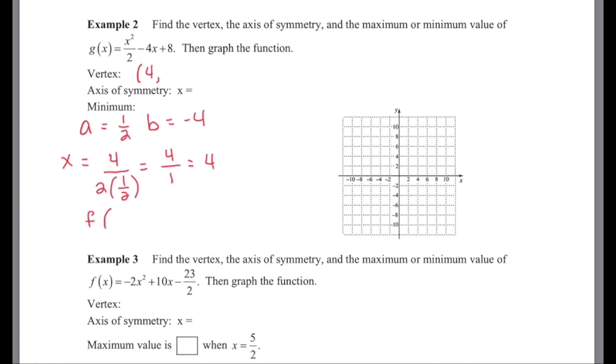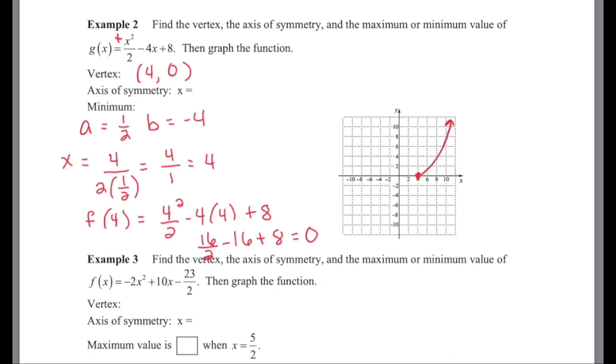We can plug in f of 4 into the equation. Four squared is 16 over 2 minus 16 plus 8. 16 over 2 is 8. 8 minus 16 is negative 8 plus 8, so 0. So our vertex is at 4, 0. Notice this is a positive, so we'll have a smiley face.